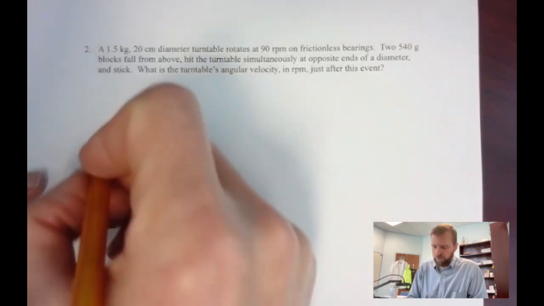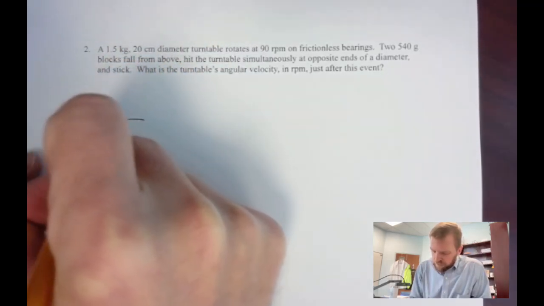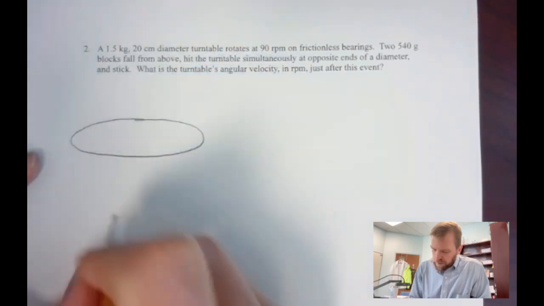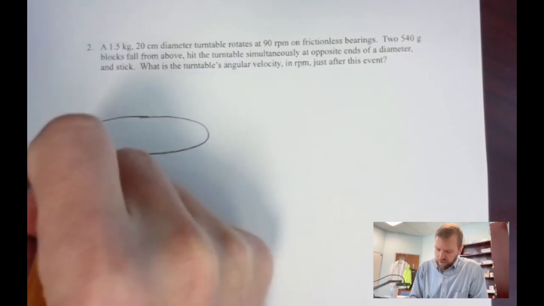All right, and so what we've got here is our turntable. Let's just sketch this out from sort of the side. So this is the front here.